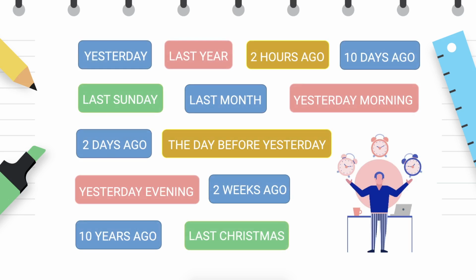Expressions like yesterday, last Sunday, 2 days ago, yesterday morning, the day before yesterday are used to say when something happened in the past. In this lesson, we'll try to explain the meaning and the use of past time expressions related to the grammar structure of past simple tense.